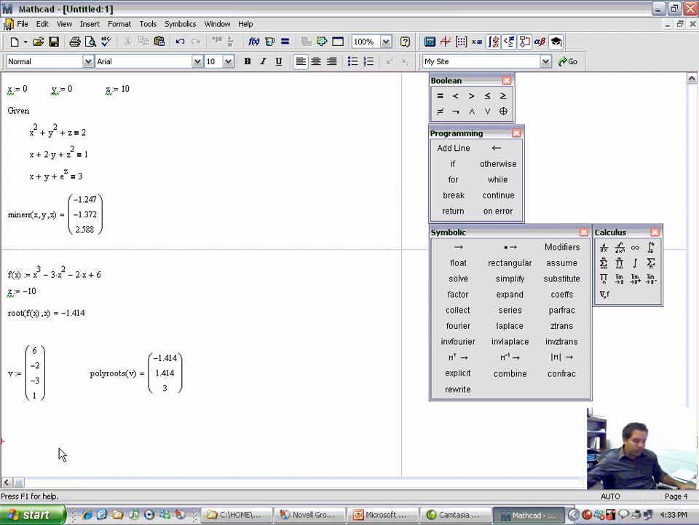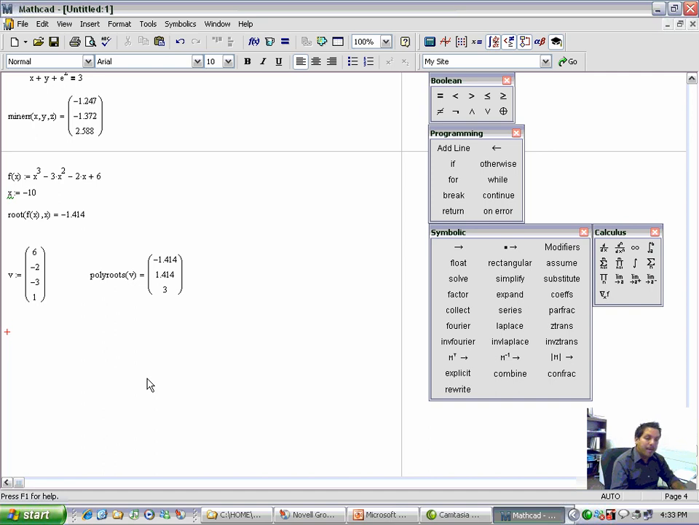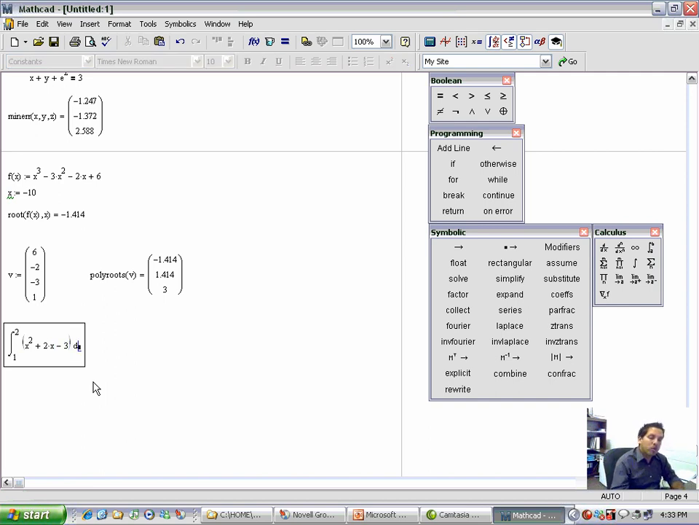Now, to finish up, another numerical technique that MathCAD uses in the background is to solve definite integrals. So if I give an expression of the form, let's say I'm going to use the calculus toolbar, I want an integral from 1 to 2 of x squared plus 2x minus 3. I want to integrate this quadratic polynomial between 1 and 2. How much is that? I use a regular display equal 2.333.